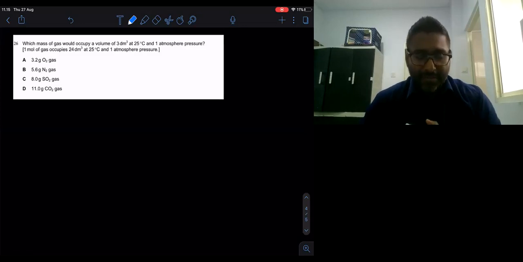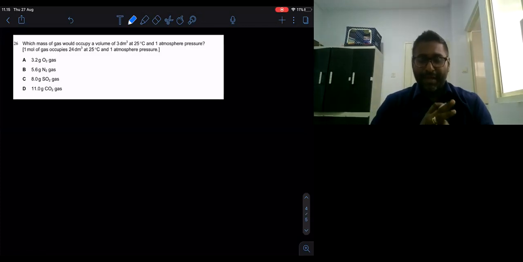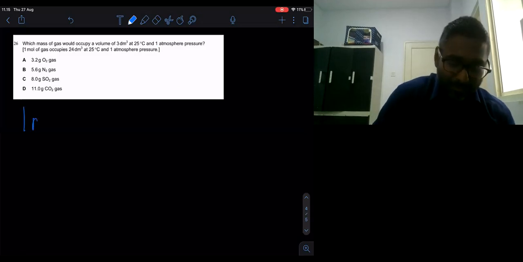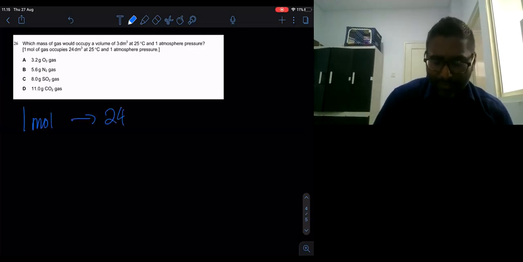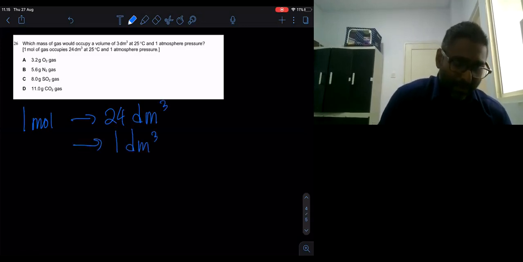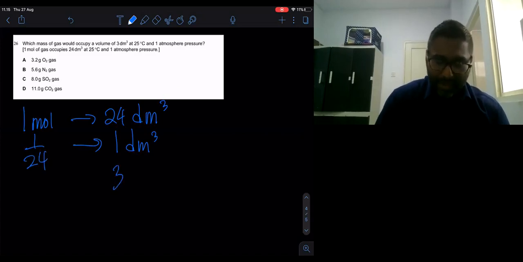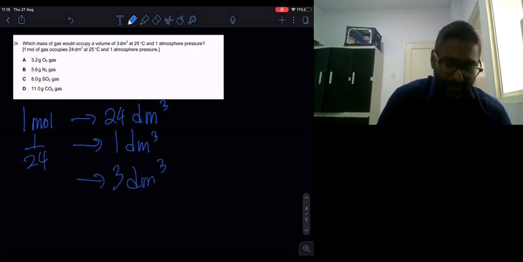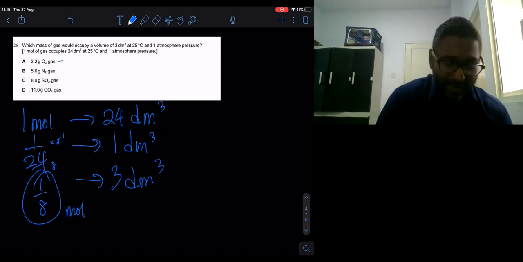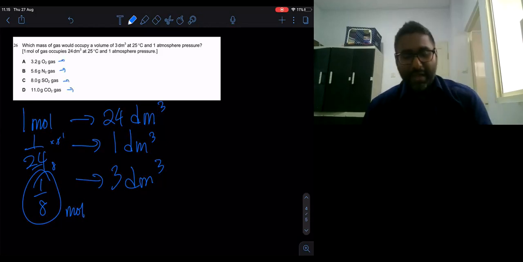Now, which mass of gas will occupy a volume of 3 dm cube? They say that 1 mole will occupy 24 dm cube. So if 1 dm cube is 1 divided by 24, then 3 dm cube, we times by 3, so 1 over 8. So we need to calculate so that we get 1 over 8 mole. It means anything that can give me 1 over 8 mole will be the answer over here.